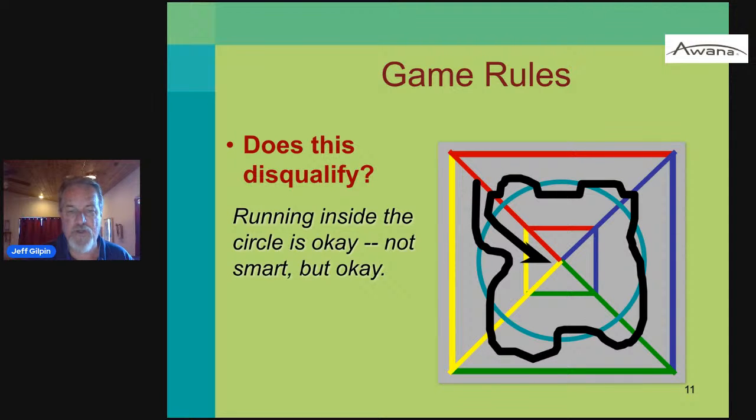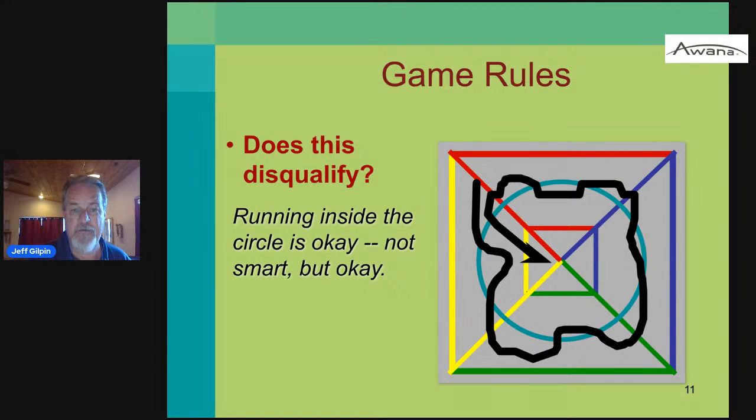Now there's sort of a misconception. We have this circle, and really the circle's for other games, but the rules are there's a red pin here, a yellow pin here, a green pin here, and a blue pin here. The rules say you have to run around the pins. So you have to run around the circle, you have to run around the pin.